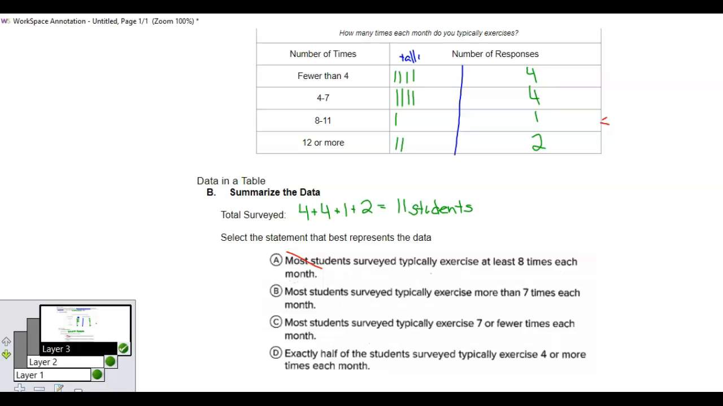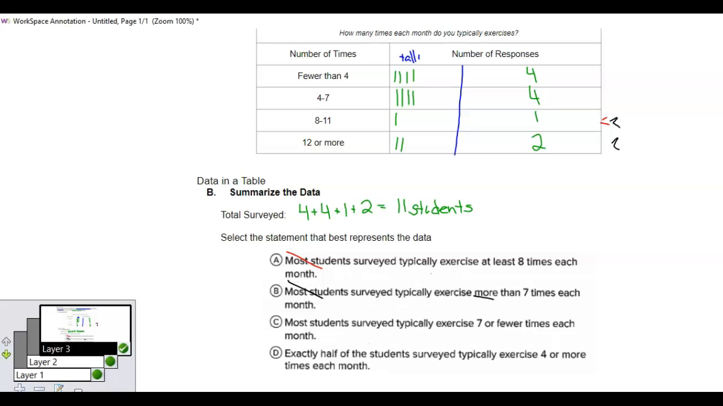Let's look at B. Most students surveyed typically exercise more than 7 times each month. Well, more than 7 is going to be closer to here and here. So I look, that's only 3 people. 3 people is not most out of 11.